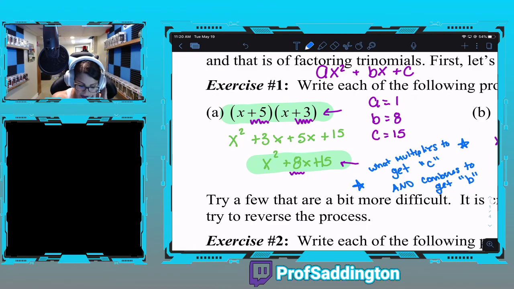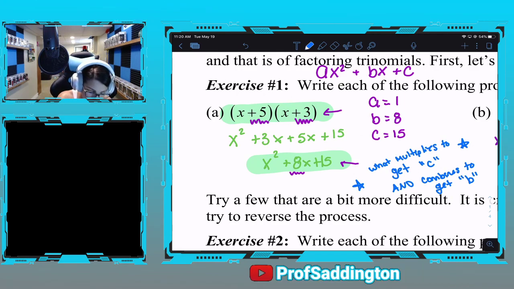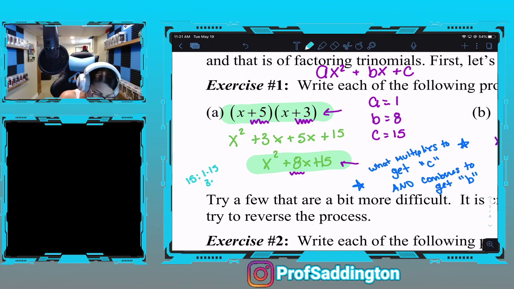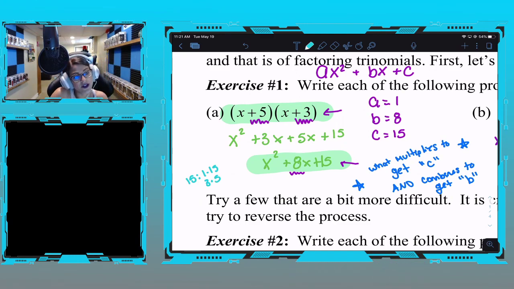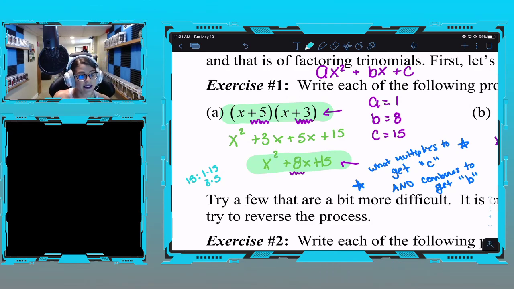So when we're looking at that trinomial, we have to think about what multiplies to give us positive 15. What multiplies to give us positive 15 is either 1 times 15 or 3 times 5. And out of those factor pairs, what will add to give us 8? Well, 1 and 15 is going to give us 16, so that wouldn't work. But 3 plus 5 will give us 8.